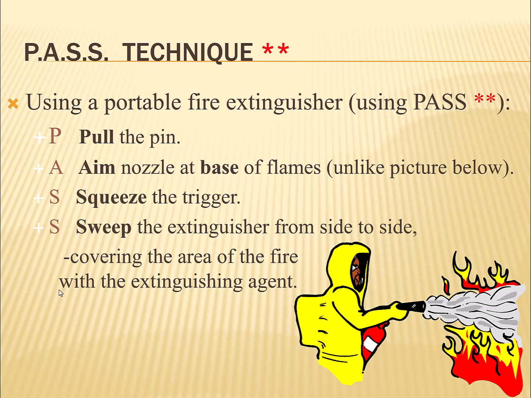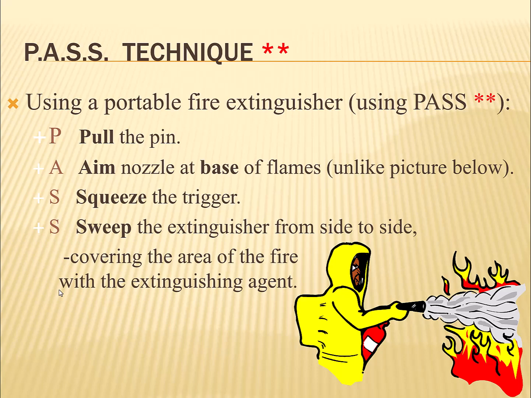A for aiming the nozzle, not just anywhere, but at the base of the flames, unlike the picture here. And then this first S stands for squeezing the trigger. And then you're not going to necessarily get perfect aim right away, so you've got to be ready to use the second S, where you sweep the extinguisher from side to side at the base. Covering as quickly as you can, because you're going to run out of fire extinguisher very quickly. They last seconds, not minutes.